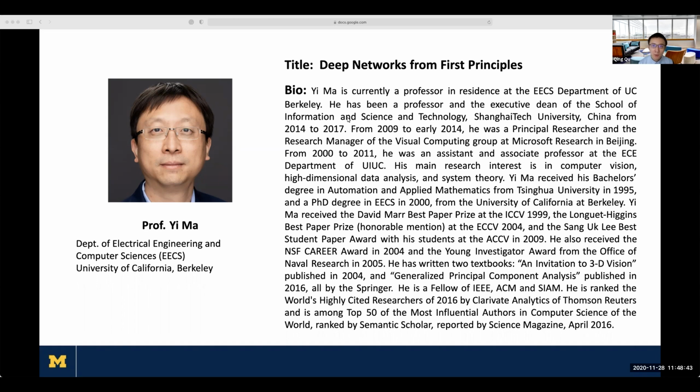Professor Ima is a highly cited researcher in our area, where he has over 50,000 citations. And interestingly, he is also an active blogger on Chinese social media, such as Weibo, where he has over 70,000 followers. Professor Ima is author of three books: An Invitation to 3D Vision, Generalized Principal Component Analysis, and recently a highly anticipated new book about to come, which is called High Dimensional Data Analysis with Low Dimensional Models.